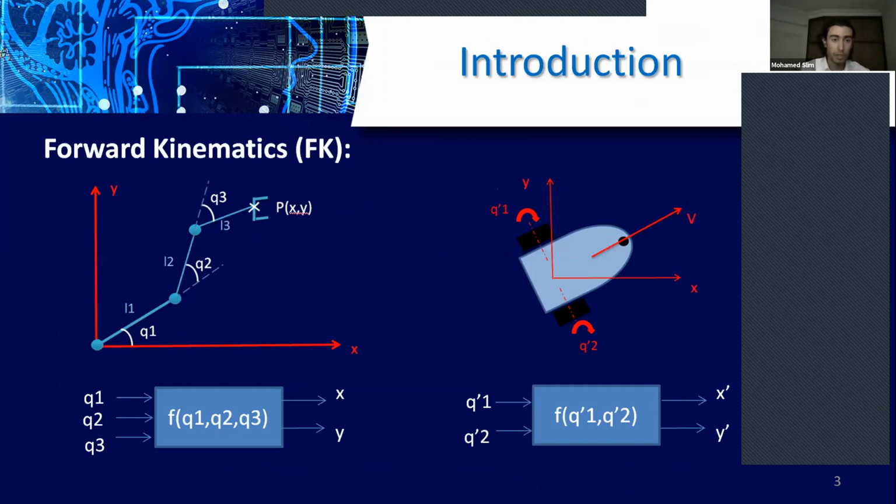First, what is forward kinematics? To answer this question, we choose two simple mechanical systems. The first system is a robotic arm with 3 parameters. To determine the position of the end effector, we need the 3 parameters Q1, Q2 and Q3, which are the angles of the links. The same thing for the diff drive. To determine the velocity, we need the angular velocity of the wheels. That's forward kinematics. From parameters of the system, we get the position or the velocity as an output.